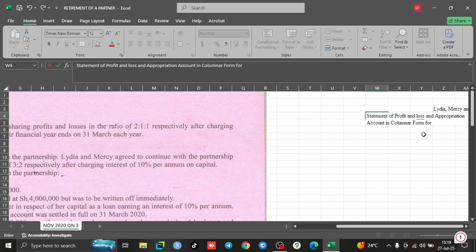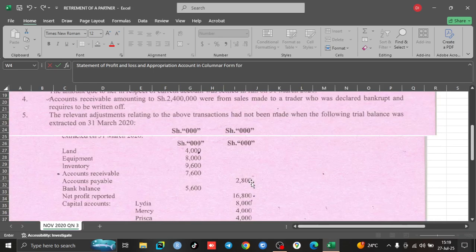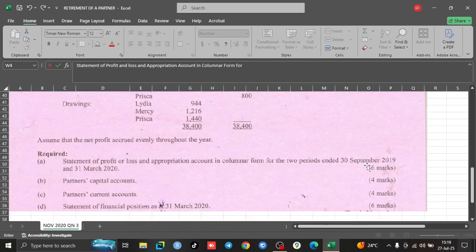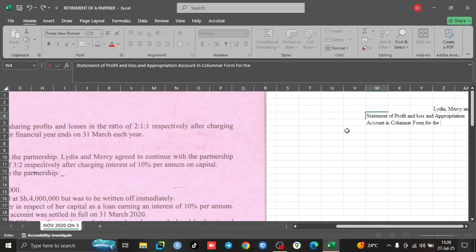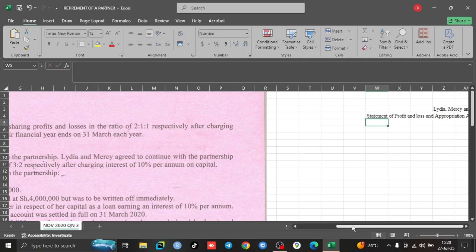For the two, there are two durations here. For the two periods ended those dates, 30th September 2019 and 31st of March 2020. Those two periods we are going to prepare in columnar form.